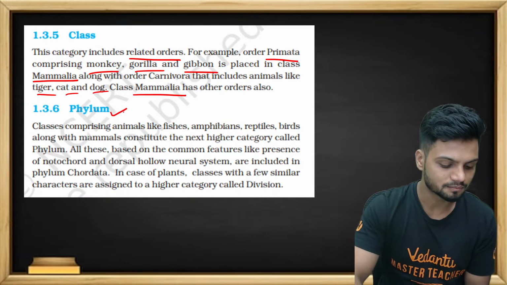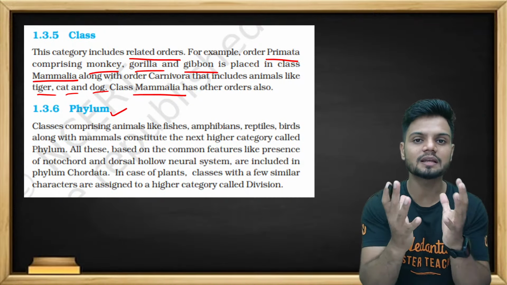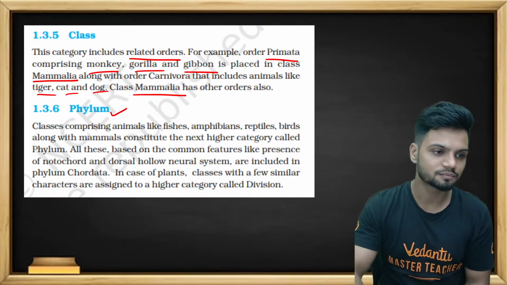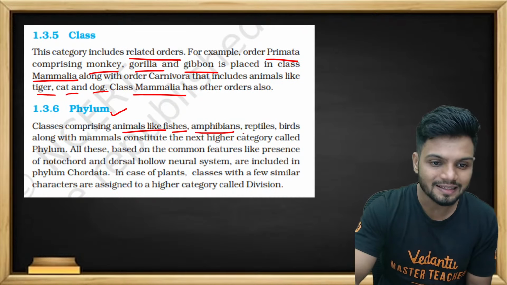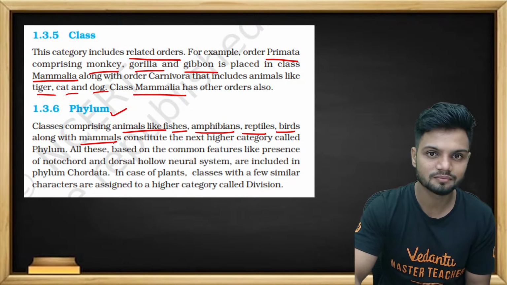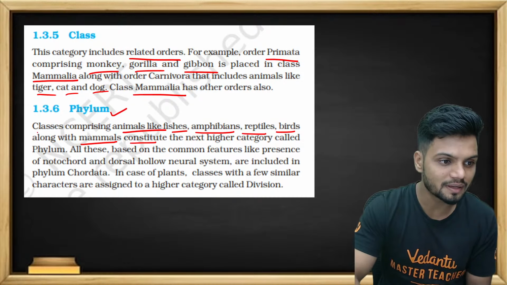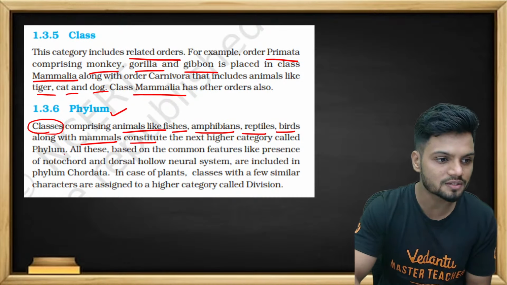Now what is phylum? Phylum is even larger. Multiple classes come together and make the phylum or division. Classes comprise animals like fishes, amphibians, reptiles, birds, along with mammals. When many classes come together, they are called a phylum.